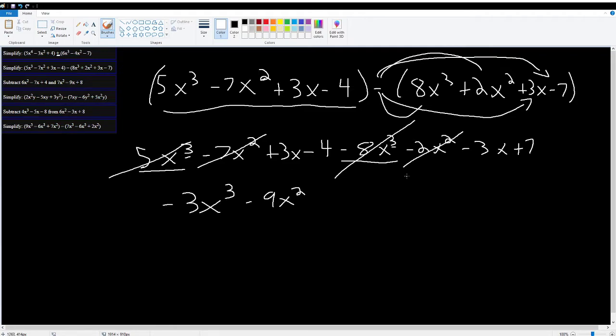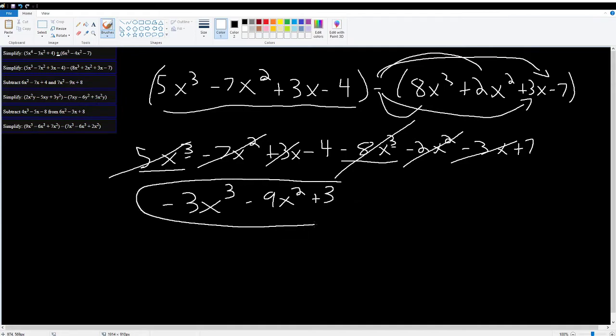Next, you have the variables with just x, with a power of 1. So I have plus 3x and minus 3x. That just becomes 0. I could write plus 0, it doesn't matter, or just don't write it at all. Then you have negative 4 and positive 7, which is positive 3. So the second polynomial expression simplifies to negative 3x cubed minus 9x squared plus 3. Remember, standard form is greatest to least on its exponents.